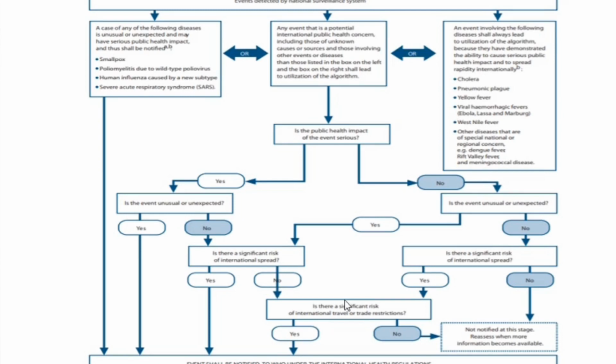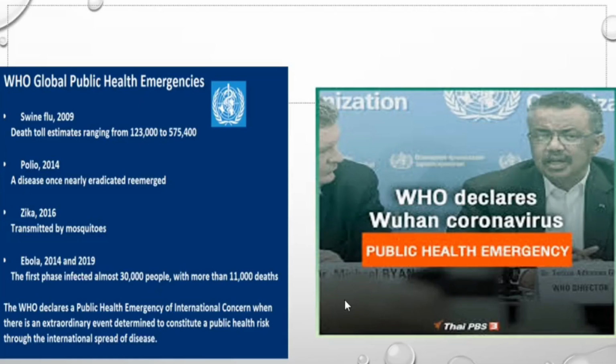So through the surveillance system of each country, like in India we have IDSP. If we have any cases of smallpox, even one case of smallpox, it has to be notified. If we have a case of polio or human influenza or SARS, it has to be notified. And any event which is a potential threat to public health has to be notified. They're going to ask the question whether this public health impact is serious. If the answer is yes, you have to ask another question whether it's unusual or unexpected. And if the answer is still yes, then this event or that disease has to be notified to the WHO under the IHR.